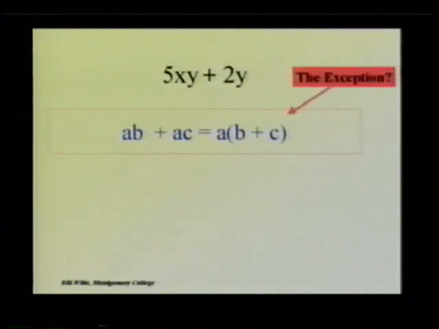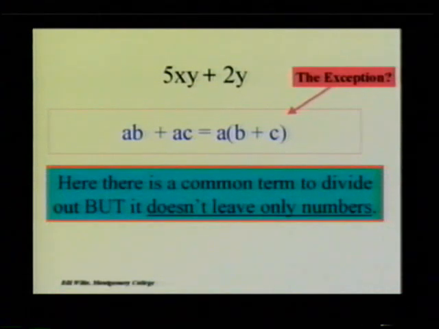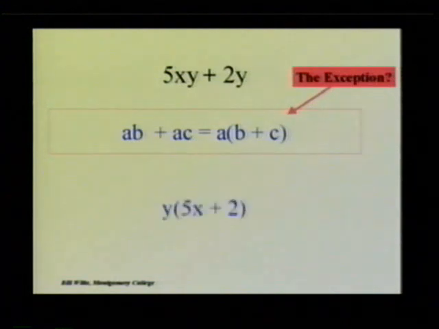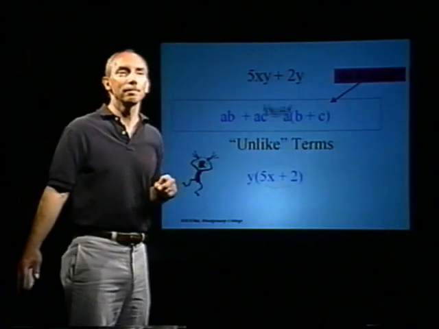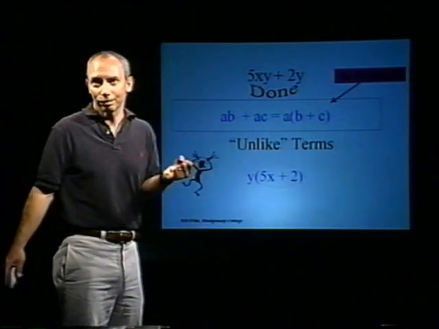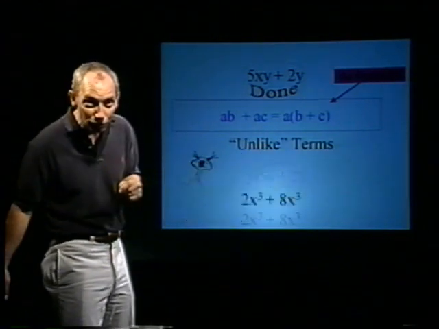What about these? Ooh, these smell a lot alike, too, though. They have something common, like the Y. But when I take that Y out, does it leave only numbers? It doesn't. Not like terms. Unlike terms. So that's it. Can't do it. So that has to leave only numbers.